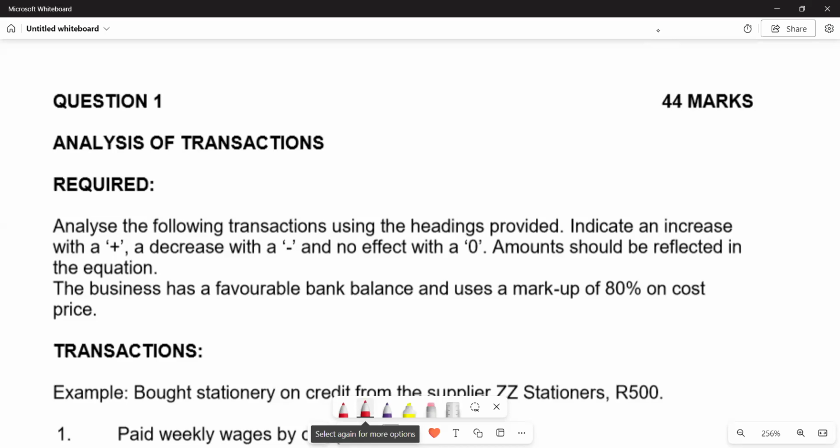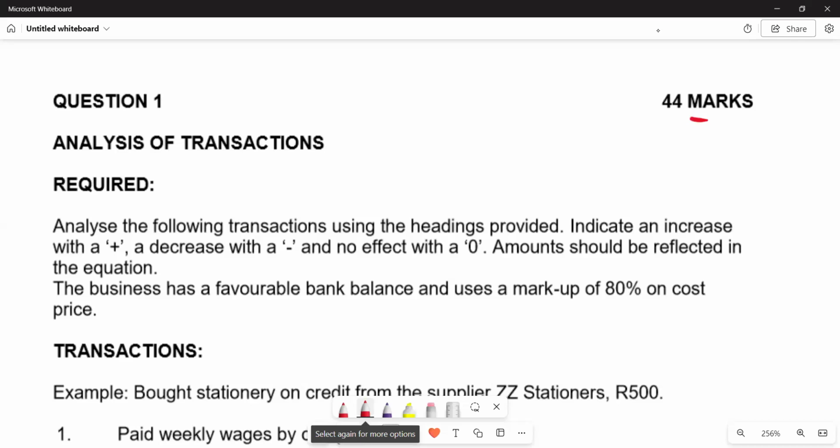In this video, we want to look at a past exam paper, and we are going to look at question 1 on that past exam paper. This question has 44 marks. It's on analysis of transactions, that is the accounting equation, whereby we are going to analyze transactions and identify the double entry. After identifying the double entry, we also indicate the effects on the accounting equation.